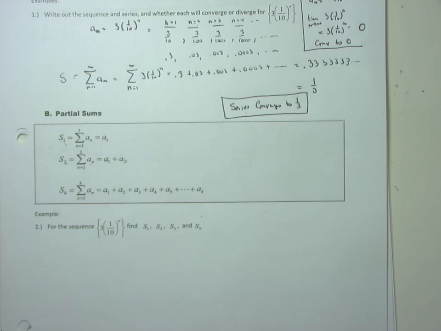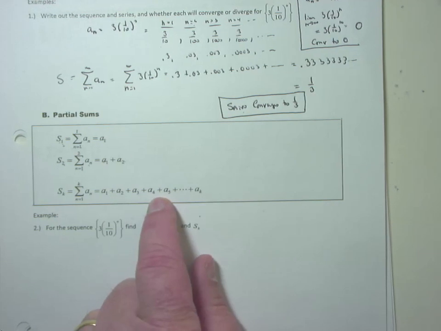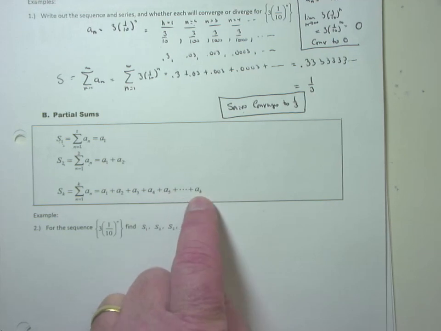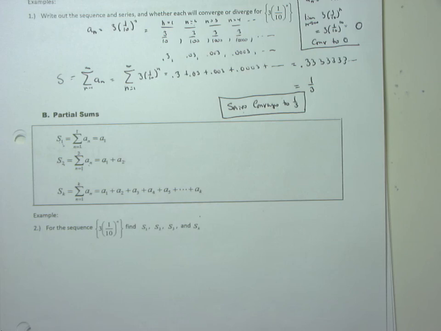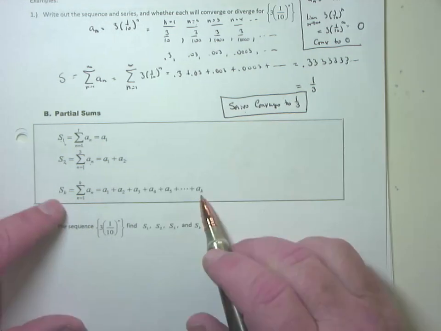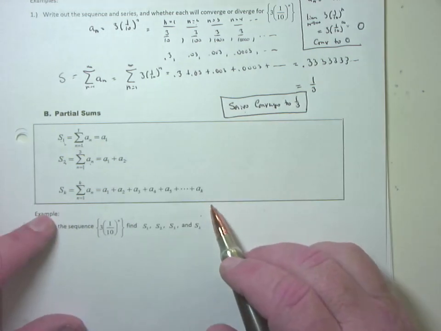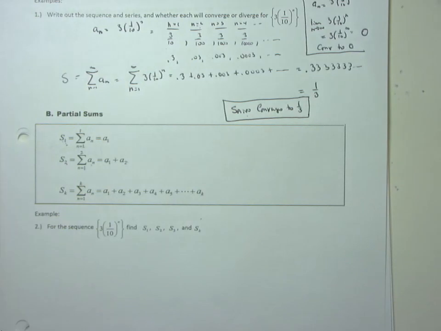S_k would be adding up the first k guys. a_1 plus a_2 plus a_3 plus a_4 plus, da, da, da, all the way up to plus a_k, and you stop. And so once you look at this, you basically take the limit as k approaches infinity as you add on more and more terms, and that gives you your infinite series. So that's another way you can analyze a series by looking at its partial sums, and as you keep adding more and more terms on, you're trying to catch a pattern.